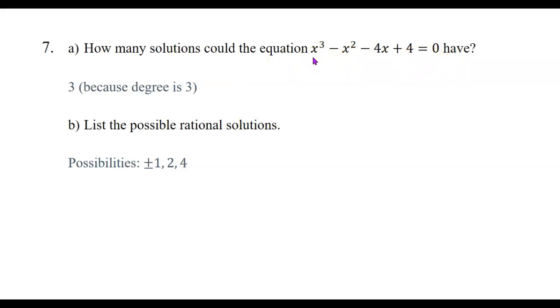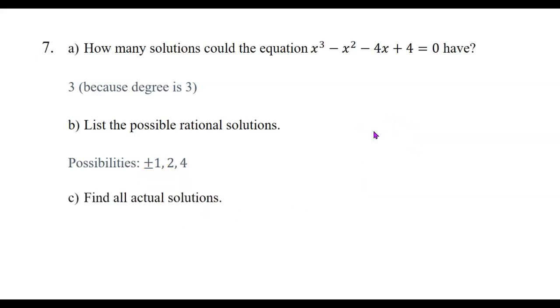So that means that if all 3 solutions are rational numbers, they have to be on this list. That doesn't rule out that they might be irrational numbers like the square root of 2 or imaginary numbers like i, but if they are rational numbers, the only possibilities are positive or negative 1, 2, or 4.